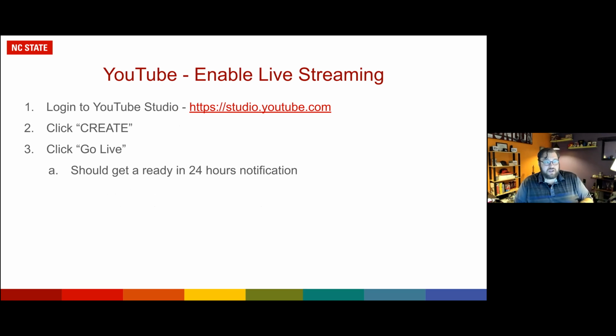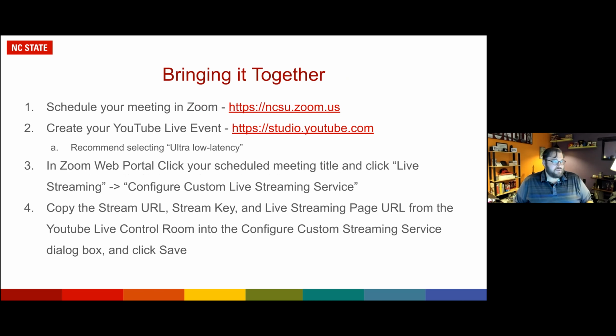And then on the YouTube side, you go to studio.youtube.com. You'll click on the big red create button in the upper right, click on go live. If your account is not allowed to live stream, you'll get a notification: we're going to set it up for live streaming in 24 hours. And then that will get your account set up for live streaming. And then from there, you can schedule your Zoom live stream to YouTube.